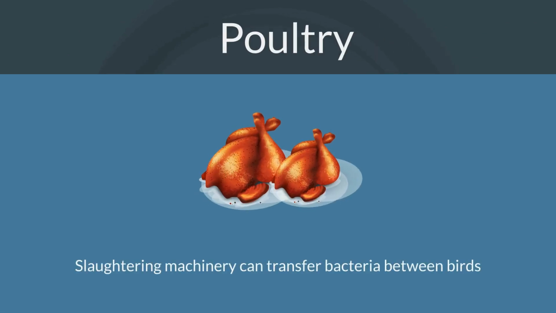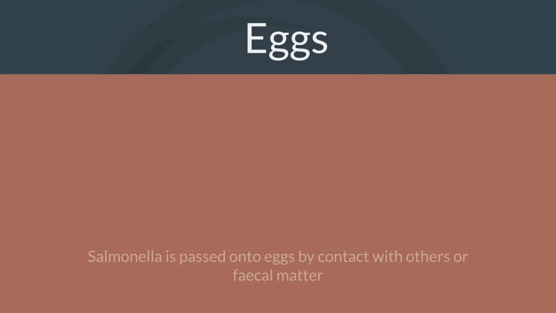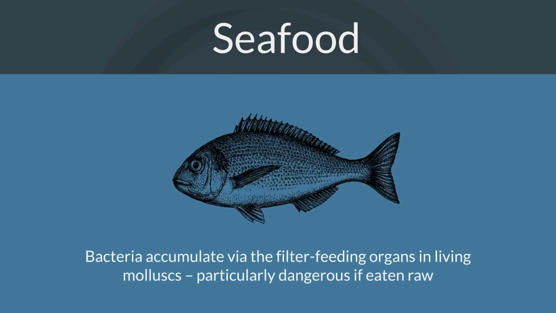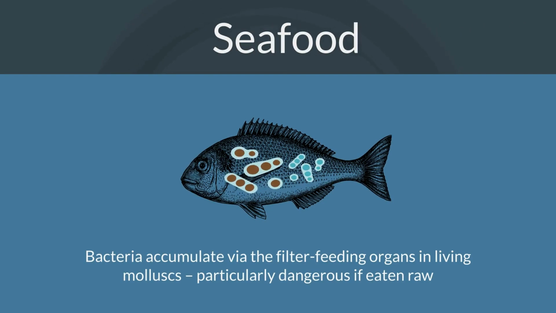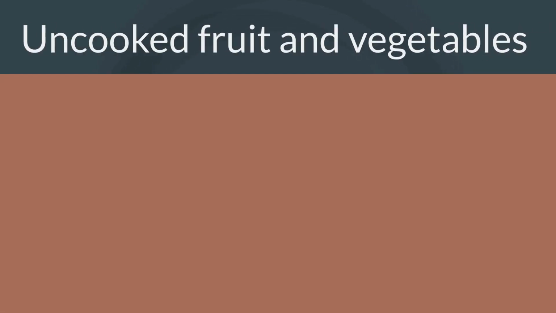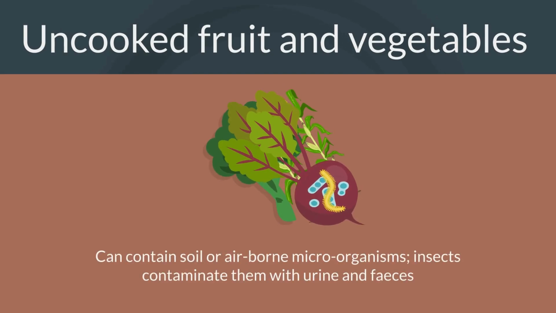Poultry. Slaughtering machinery can transfer bacteria between birds. Eggs. Salmonella is passed on to eggs by contact with others or fecal matter. Seafood. Bacteria accumulate via the filter-feeding organs, in living mollusks, particularly dangerous if eaten raw. Uncooked fruit and vegetables can contain soil or airborne microorganisms. Insects contaminate them with urine and feces.